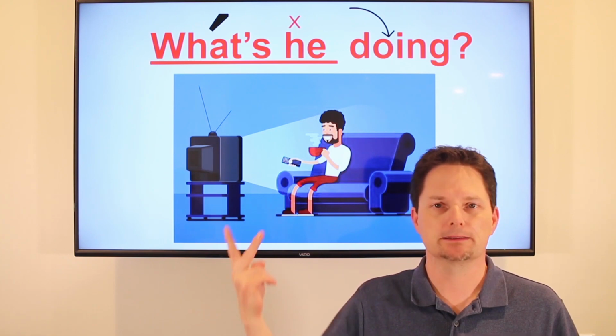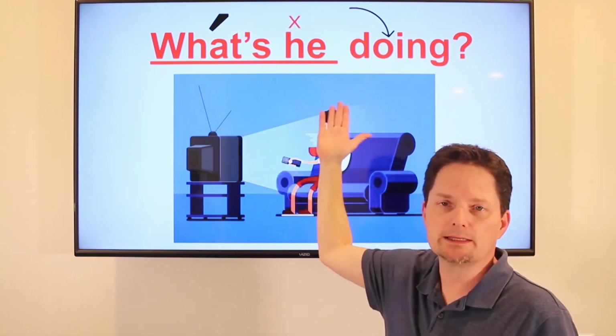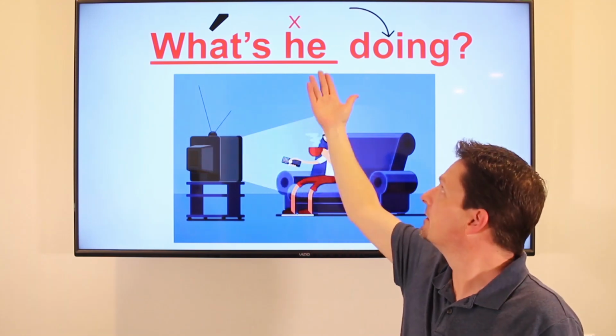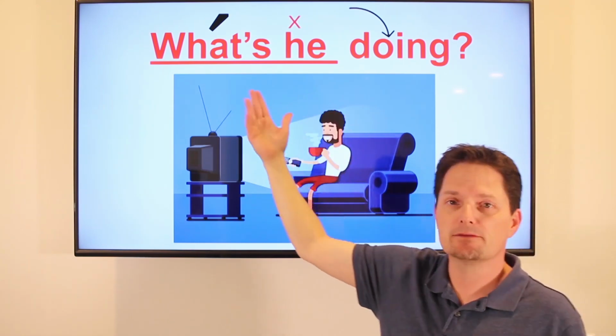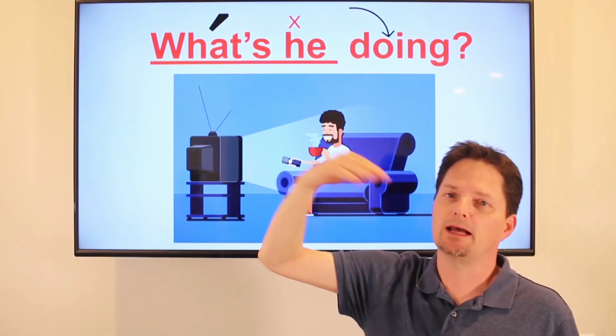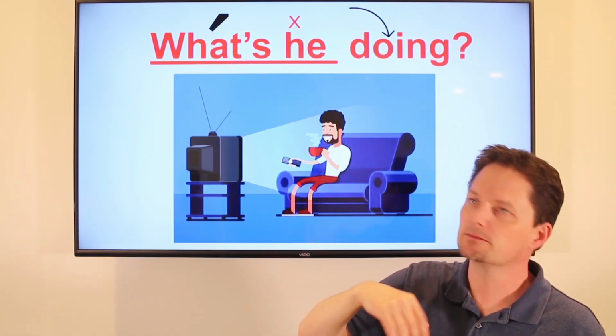Another pronunciation for what is he doing? Contraction. What is, together, what's. What's he? The H is silent because the word is not stressed. It's an information question, so the intonation goes down at the end. What's he doing?